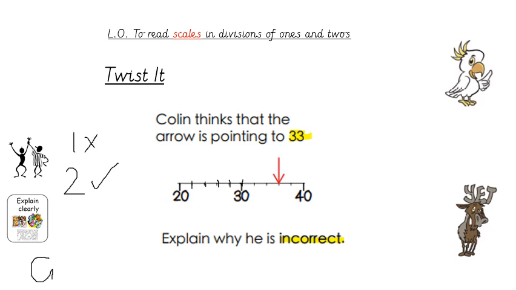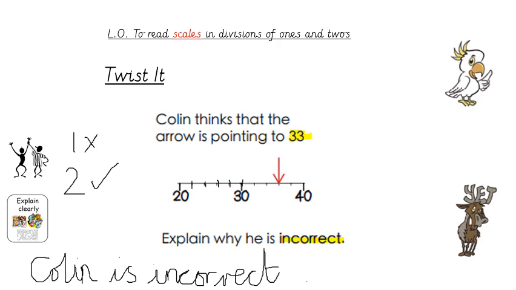So you're going to write Colin is incorrect. Oh, I'm getting much better at this. Because, and then, oh, that was a little bit wobbly. And then I'm going to do my 3 dots, and then you're going to write why he is incorrect. Then what I want you to do is make sure you write the right answer. I want to know what this number here is, and then you could write why he is incorrect, and you could write the correct answer is, and then write the correct answer. So pause the video now to do your twist it.